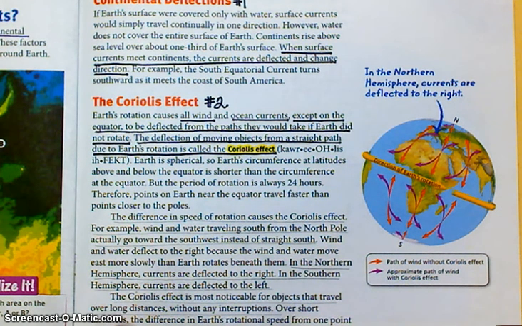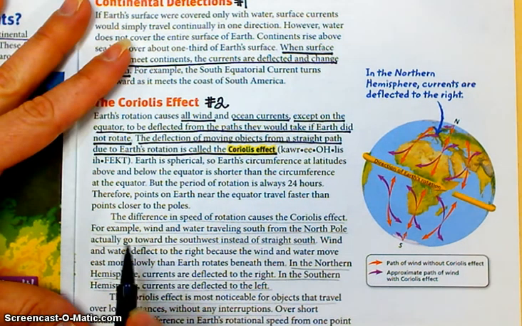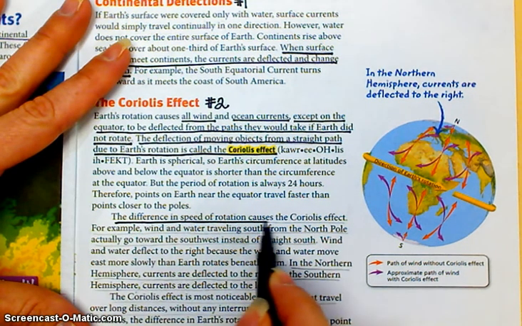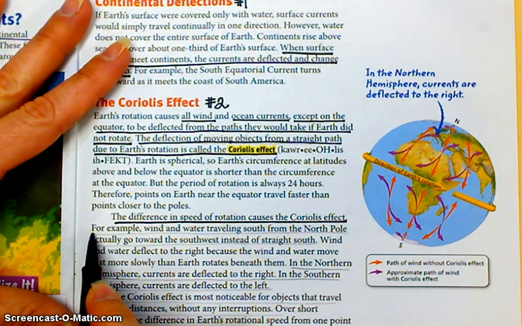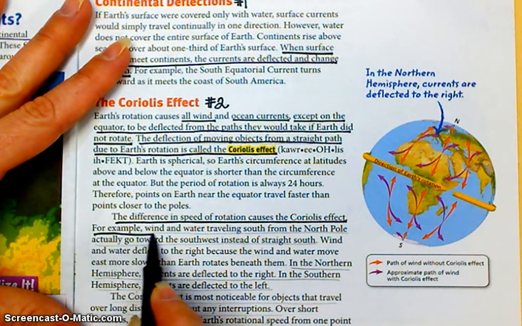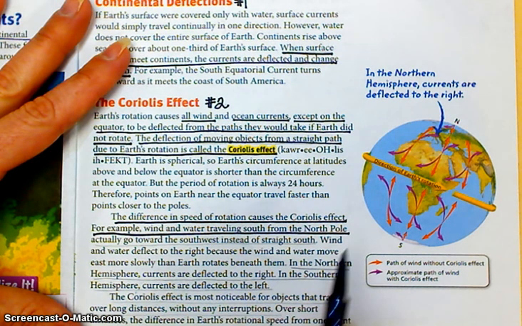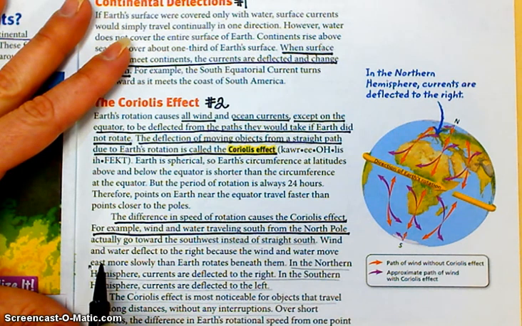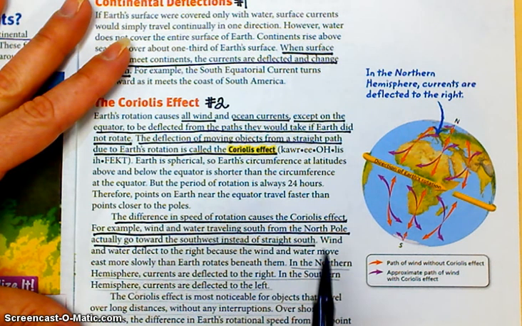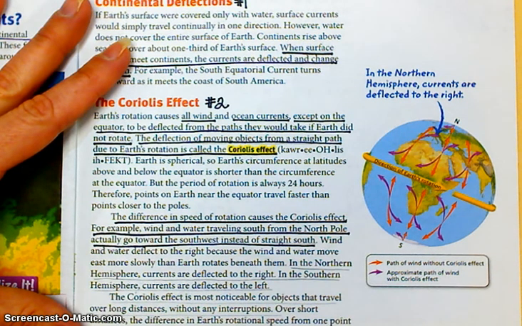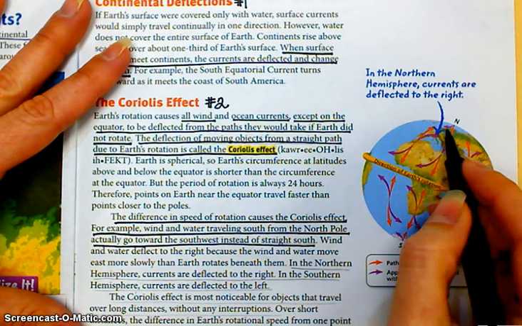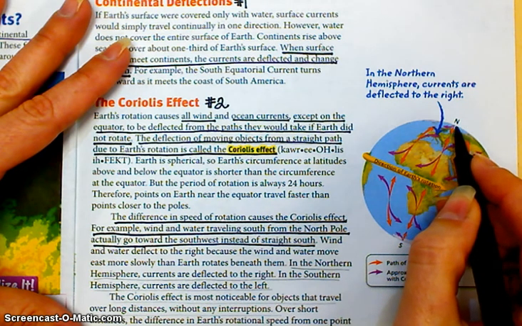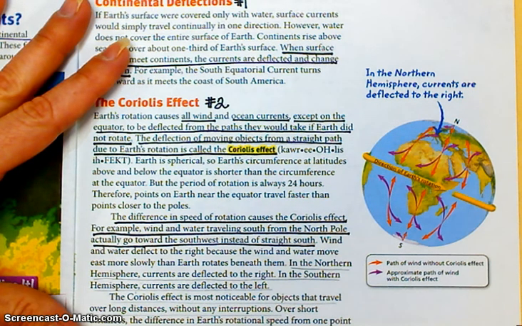So that difference in speed due to the rotation of the Earth in different locations is what's going to cause that Coriolis effect for us. Wind and water traveling south from the North Pole actually go towards the southwest instead of heading straight south. That's because the wind or water coming from the north doesn't have as much speed, because remember, everything up here is not moving as fast because it's moving through a smaller circle.